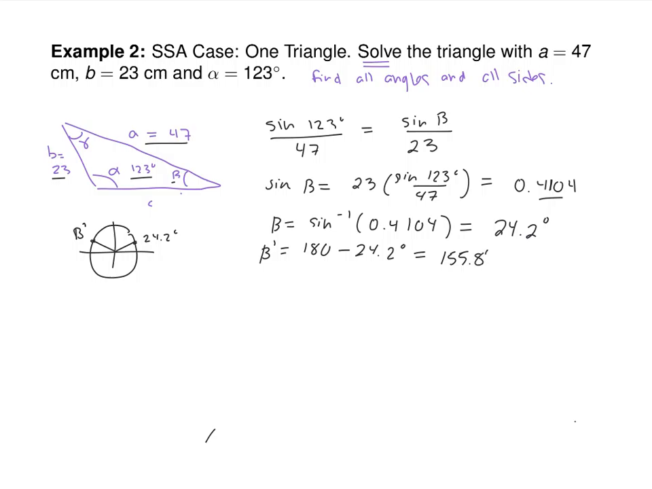155.8. And then the question you ask yourself is, could these possibly make a triangle? So could this angle with that angle possibly make a triangle? No. This one is too big. So you can toss it out because you're in the physical situation of triangle world. Do you understand why that's too big? Yes? Okay. So this is your only possibility. So then you know one of them. Beta is 24.2 degrees.